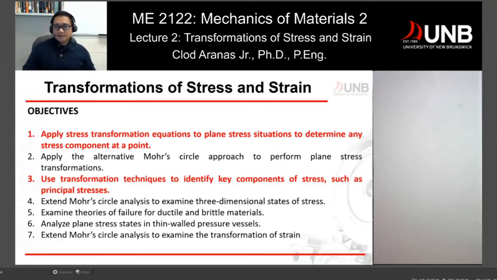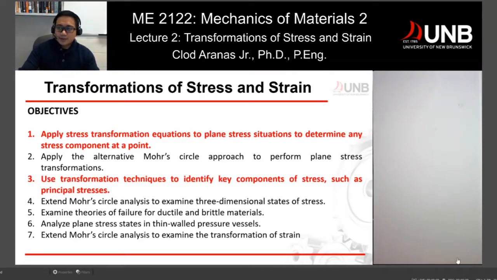Anyway, let's go back to our topic, which is transformations of stress and strain, and I assume that you already have a little bit of discussion about this in Mechanics of Materials 1. For Mechanics of Materials 2, we are going to dig a little bit deeper. For example, I'm going to show you how the equations were derived, moving from 2D and then to 3-dimensional. And it's not just about stress. We can also use the concept of strain.